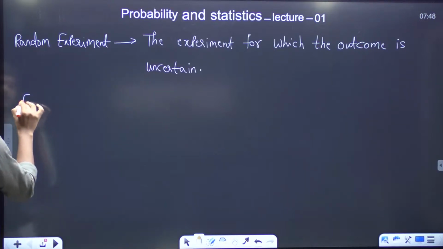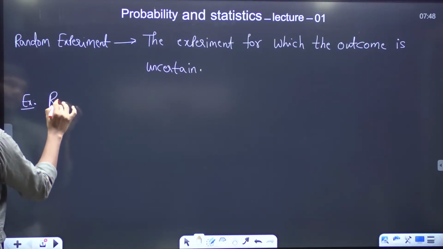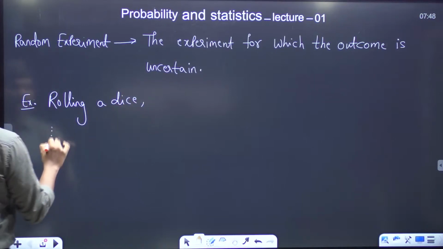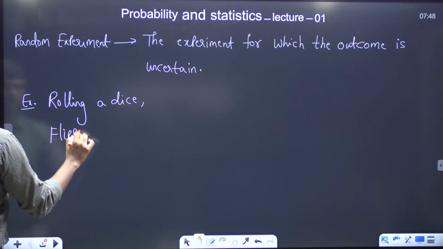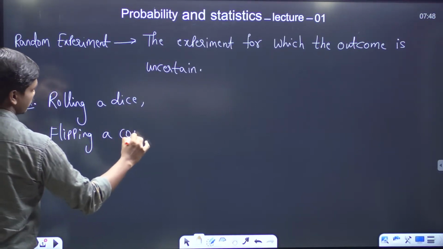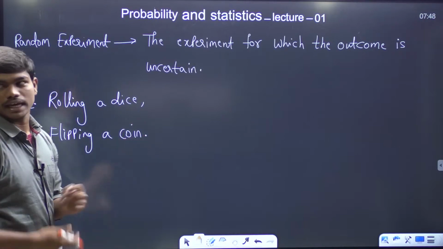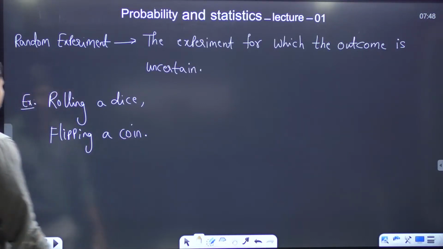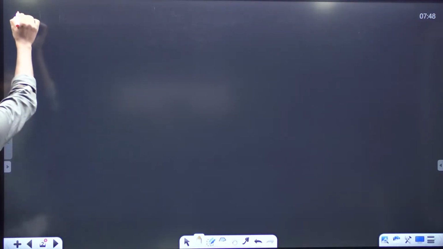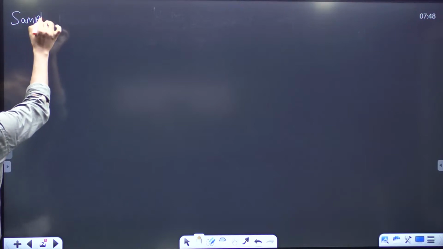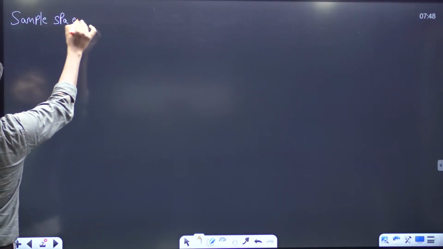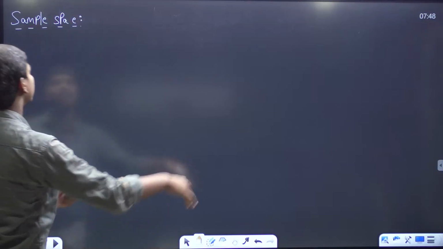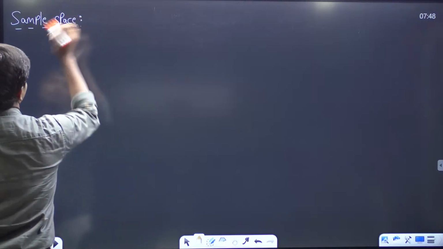So for which the outcome is uncertain. So examples, if you see, rolling a die and then flipping a coin. You can keep on writing as many examples as you wish. In yesterday's class we have seen different examples. So next we would like to define something called sample space, which I have also defined in yesterday's class. I'm just quickly recalling the things that we discussed yesterday so that you'll have a clear idea if someone is not present for yesterday's class.